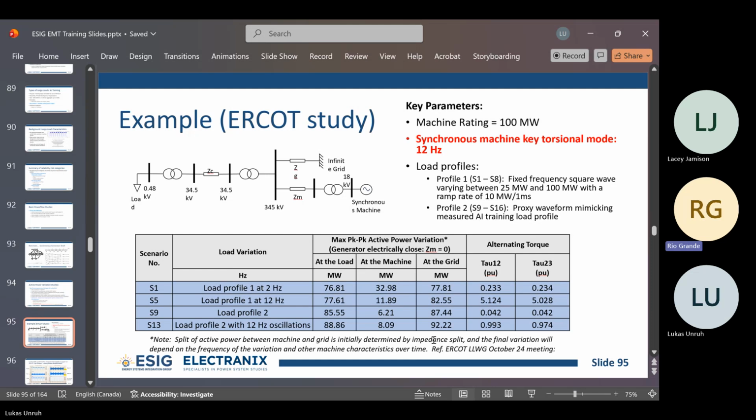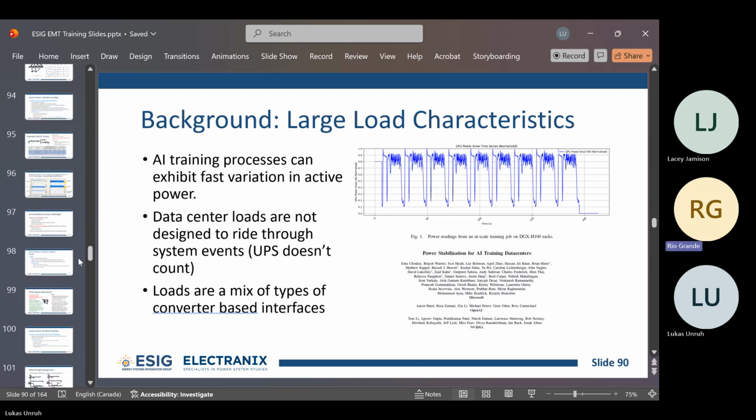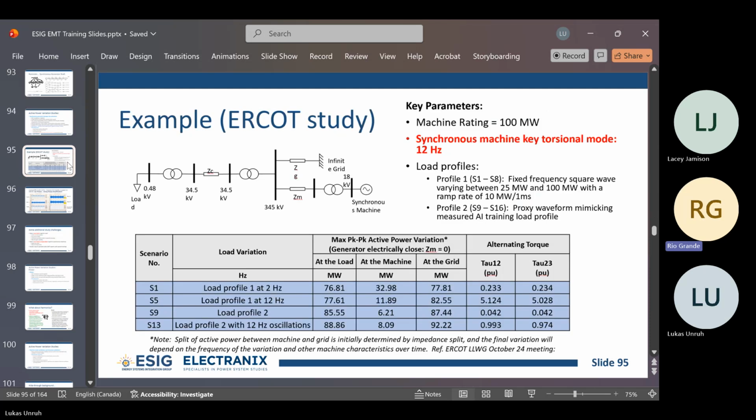So that's one profile, just a square wave, right? The next one would be a proxy waveform, roughly mimicking the measured AI training load profile. So basically taking something like this figure here and converting this into actual raw data and playing this characteristic repeatedly over and over again into a variable resistor. Those are the two kinds of profiles that we looked at for this investigation, so the first, like scenario 1 and scenario 5 here.